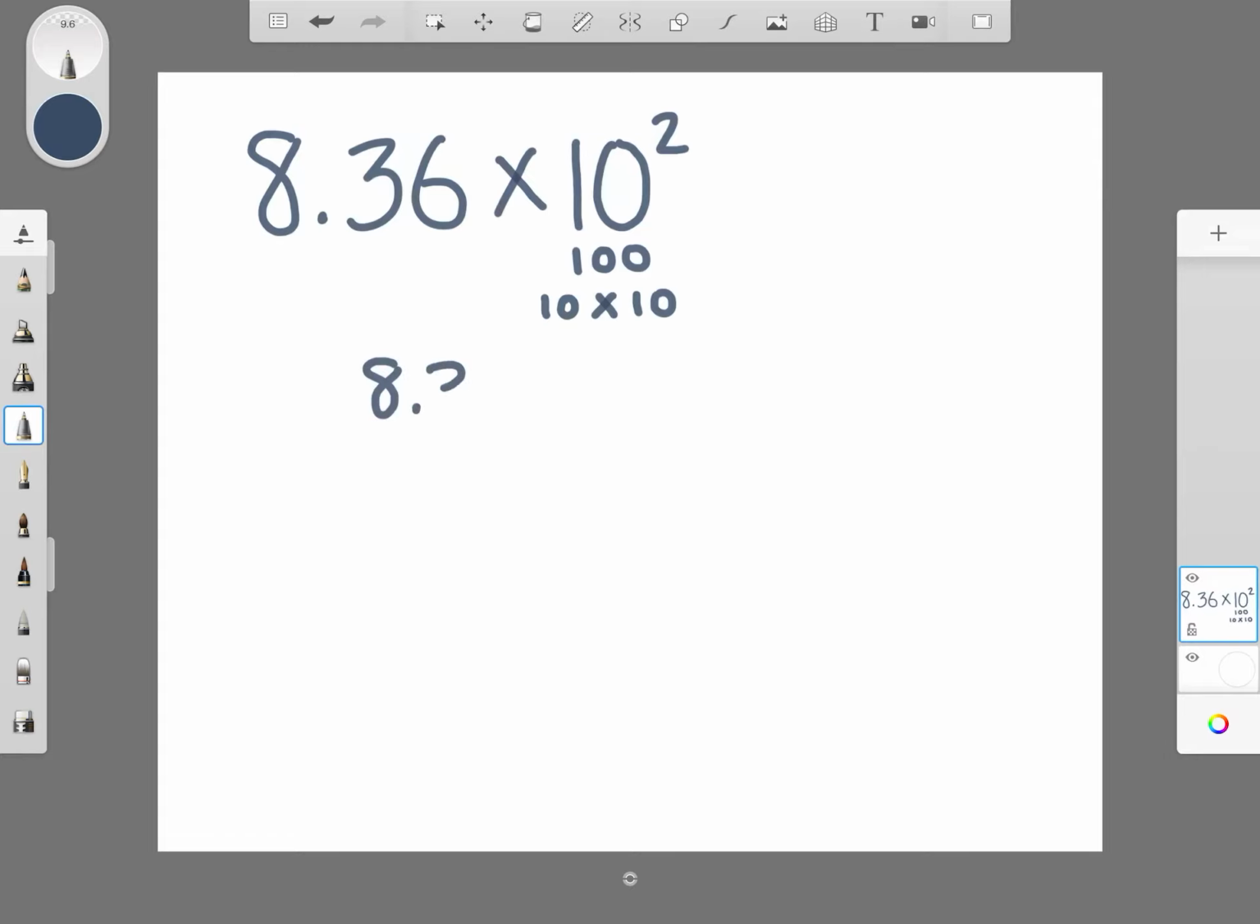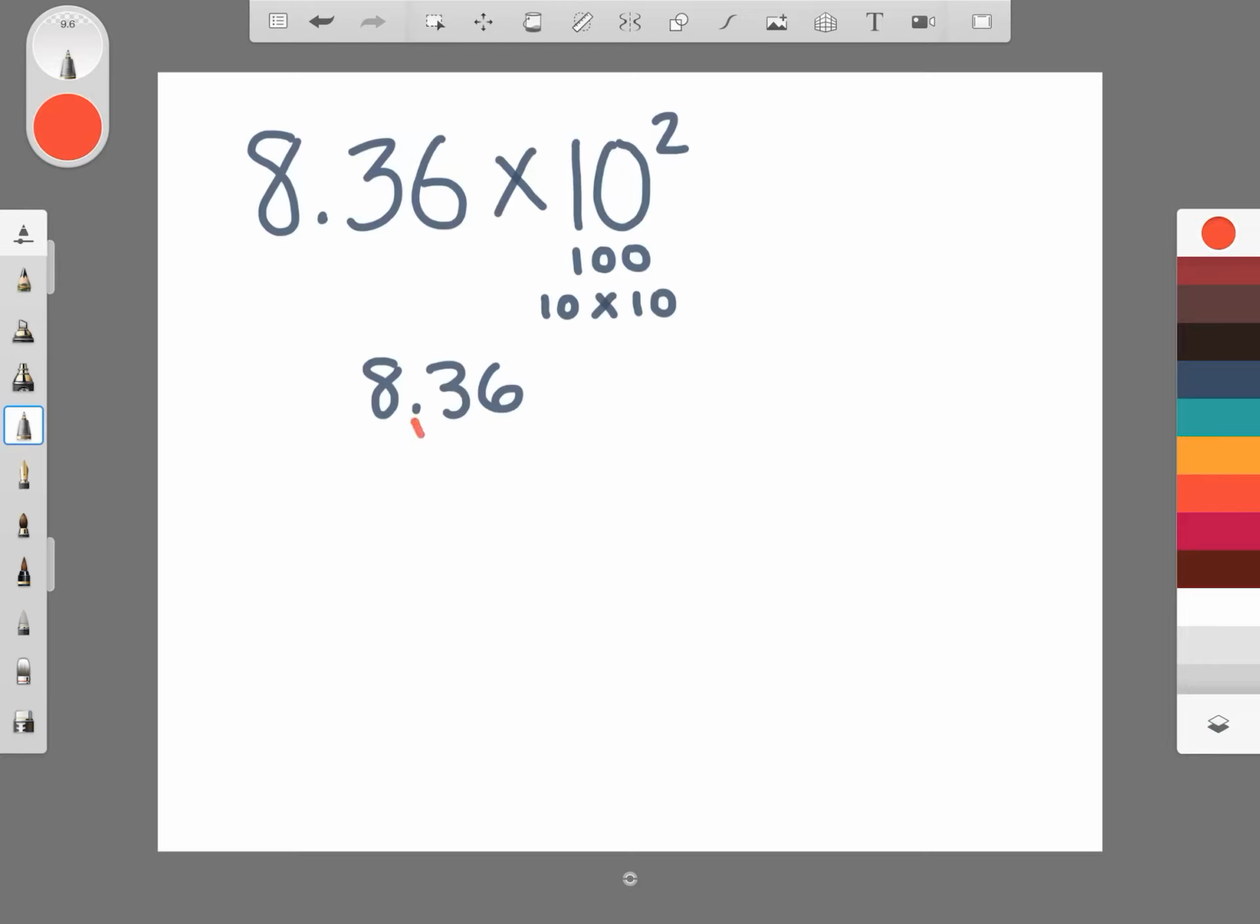So I'm going to write this down here to make it easier to move the decimal so that all the other stuff isn't in the way. And we're going to move it 2 places, again, to the right. And our product then is, because the decimal isn't here anymore, it's now here, is 836.